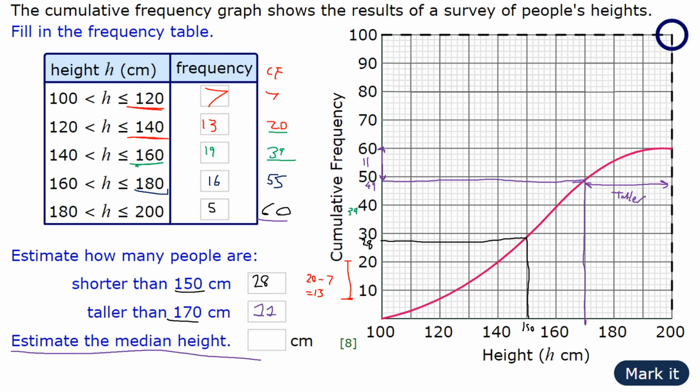Now we need to estimate the median. To estimate the median, we know that the middle number is going to be 60 divided by 2, which is 30. So we're going to find the 30th number, which is here at 30. We can see that that drops down to around 152 centimeters, and that is our final answer.